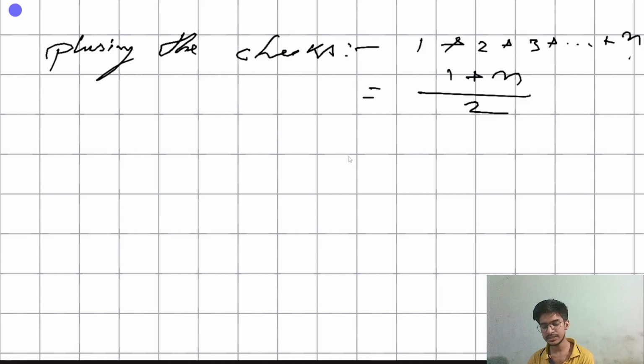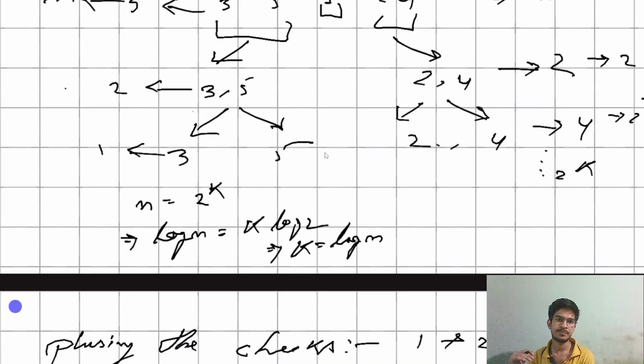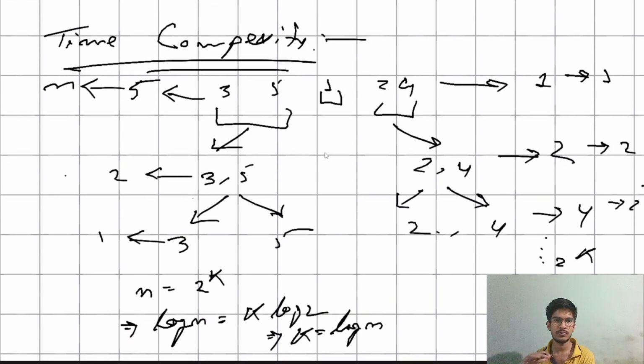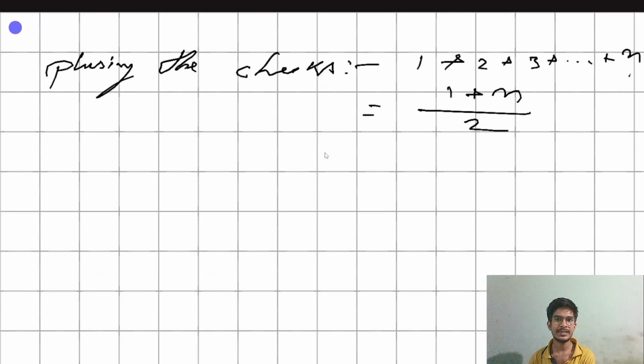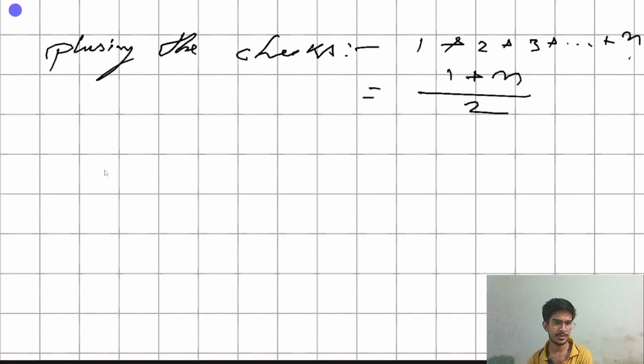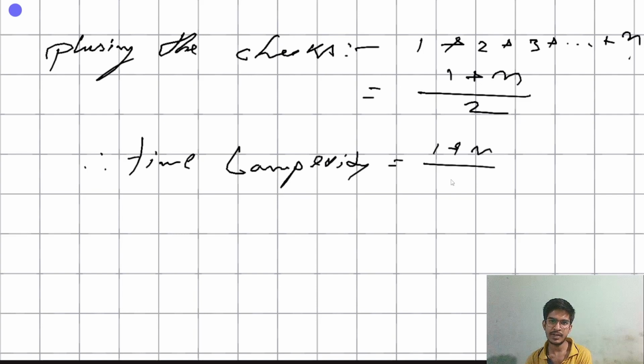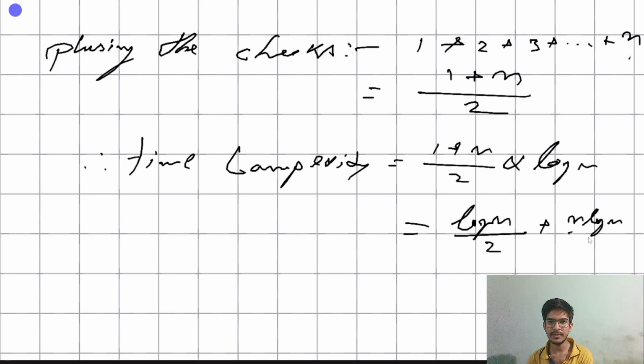And in the previous case, the number of steps: one step, two steps, three steps, up to k steps. So the number of steps is basically log of n. It will take log of n steps. That means the time complexity is basically (1 plus n) divided by 2 into log of n. That means log n divided by 2 plus n log n divided by 2.